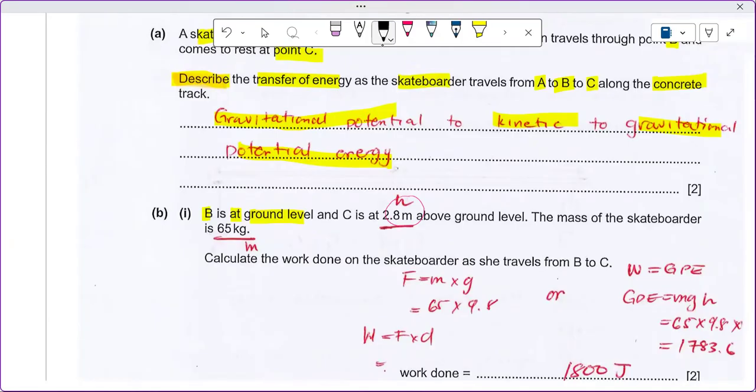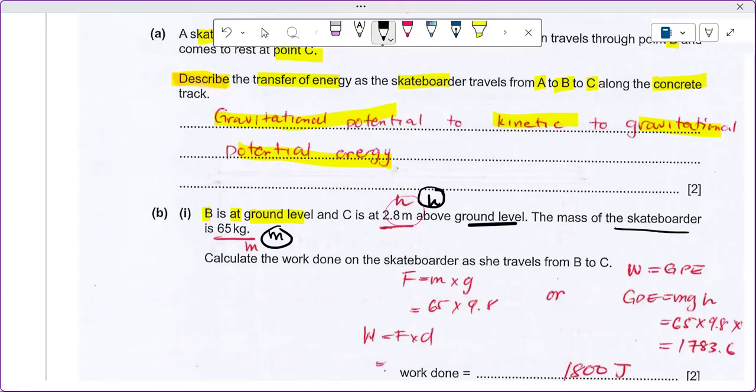Now you would have seen here that I already highlighted this is my height. So I know I have height and I have M. The reason for that is I'm already writing out my quantities so that I can figure out, by the time they ask me to calculate, what I need to calculate and what I don't have. So here they're asking you to calculate the work done on the skateboarder as she travels from B to C.